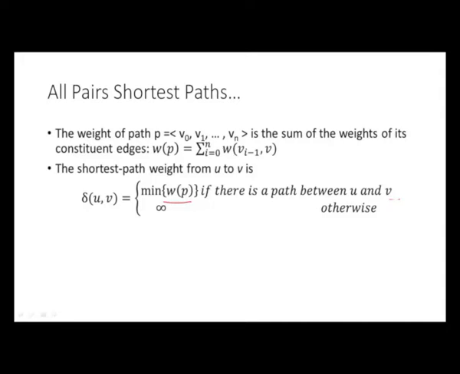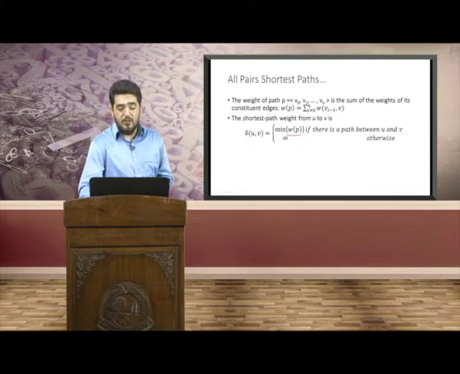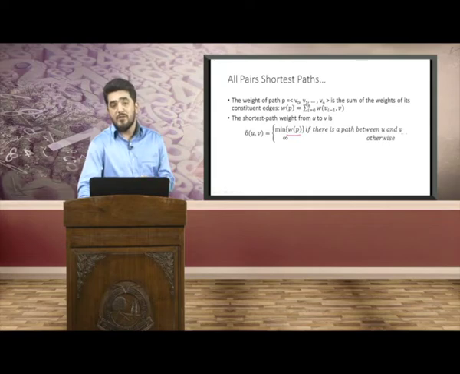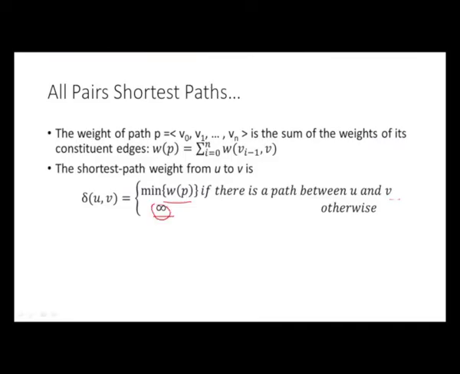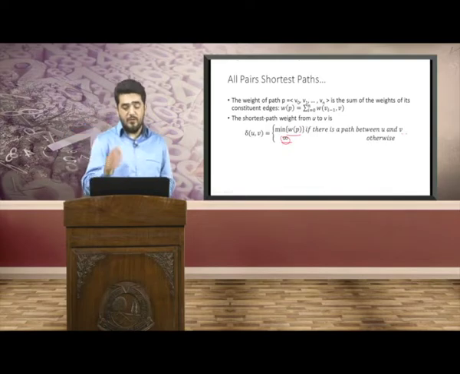Now if there does not exist a path between a pair of nodes in question, then the shortest path weight between that pair of vertices is considered to be infinity. So the shortest path weight between a pair of vertices is the minimum weight of all possible paths between them, and if there is no path between them, the shortest path weight is equal to infinity.